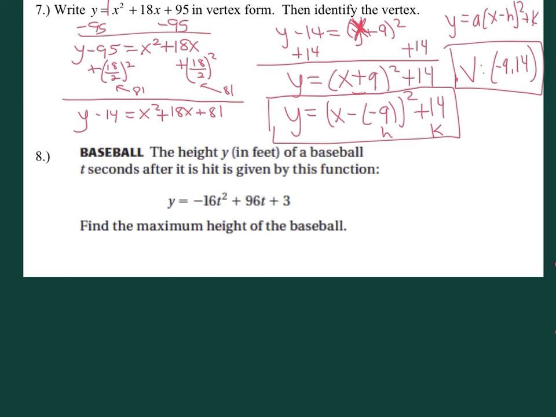Okay, so time for another application problem.